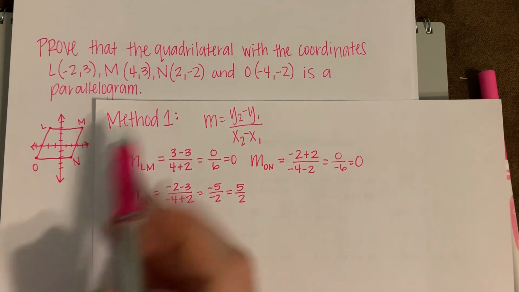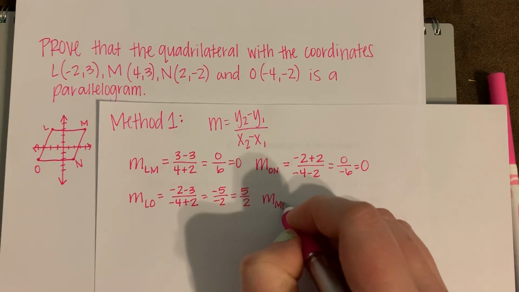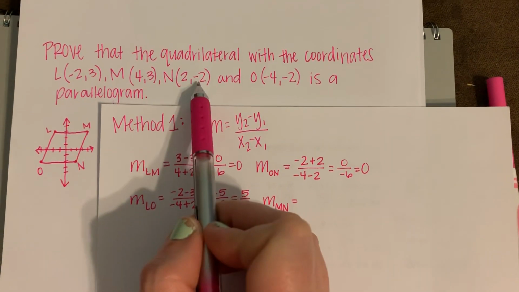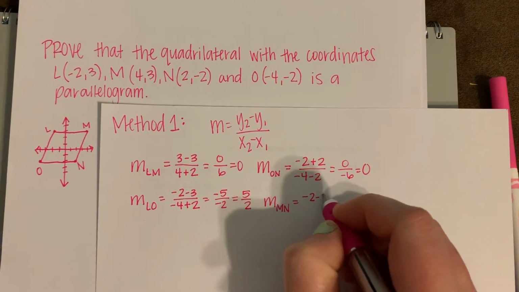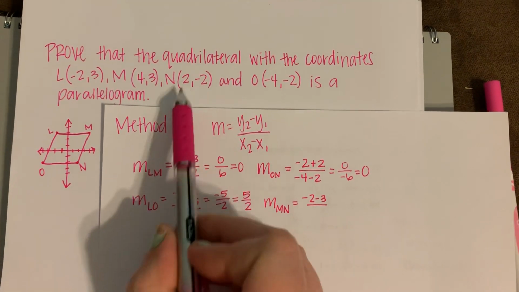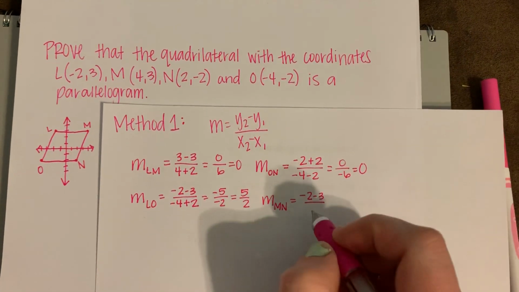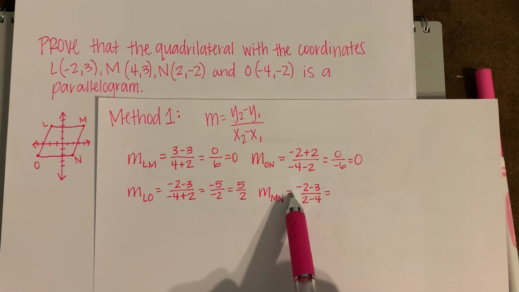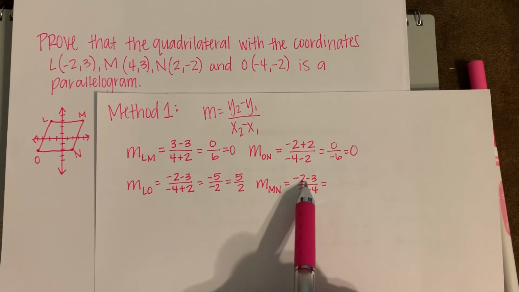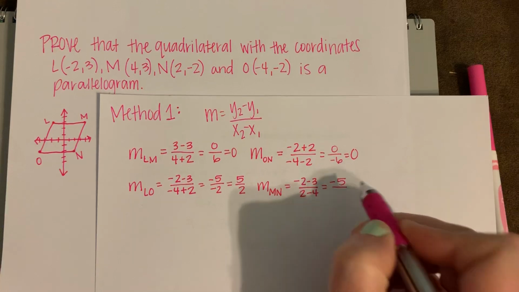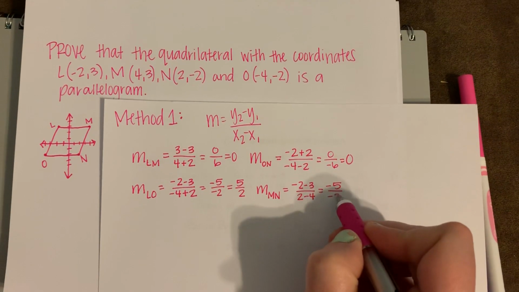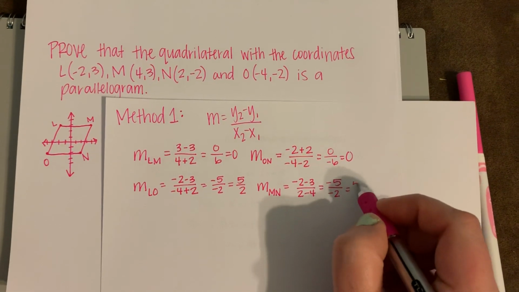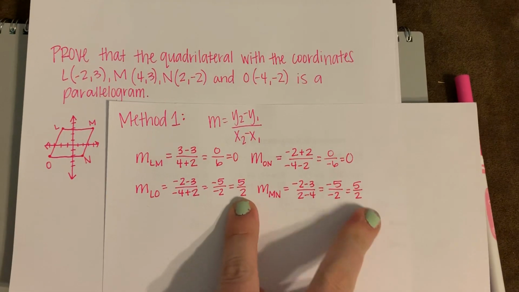Now I need to do the slope of MN, meaning I'm using these 2 points. y2 minus y1, so negative 2 minus 3, over x2 minus x1, 2 minus 4. Simplify this, put it in the calculator, do it in your head, however you want to do it. Negative 2 minus 3 is negative 5. 2 minus 4, negative 2. See, I ended up with the same thing. Both the negatives, they're going to cancel. These 2 slopes are the same.